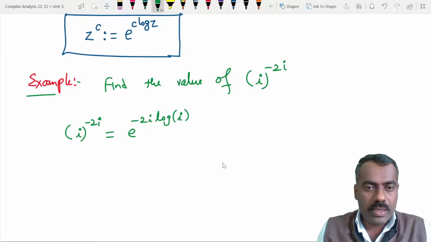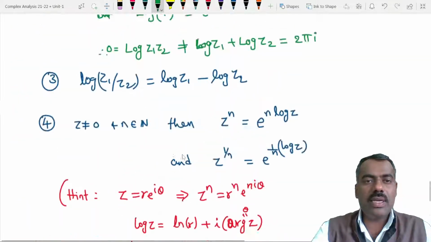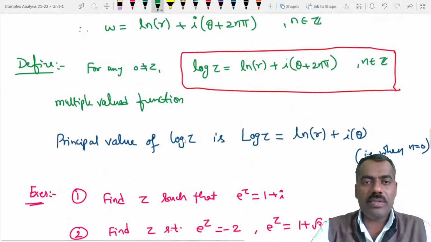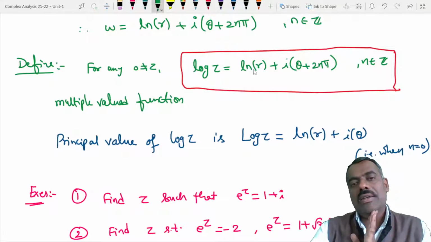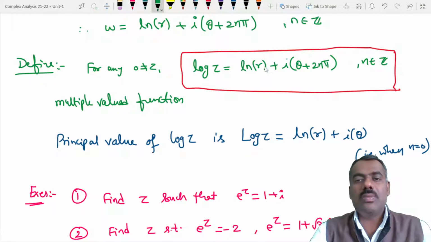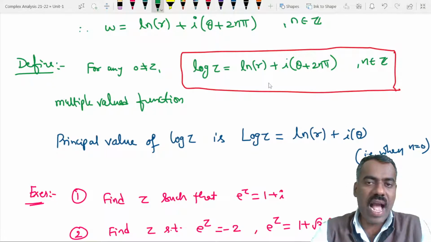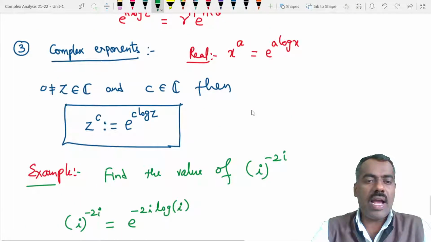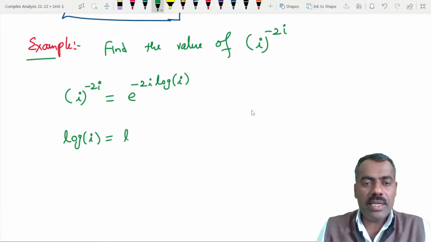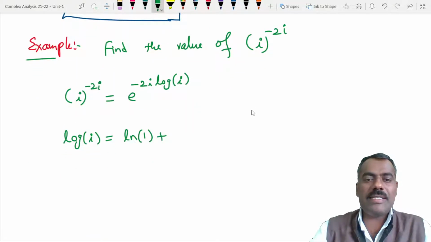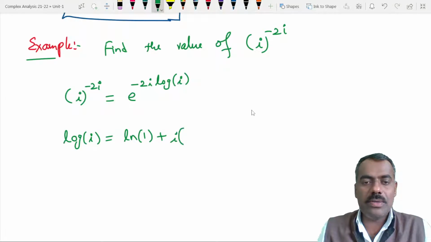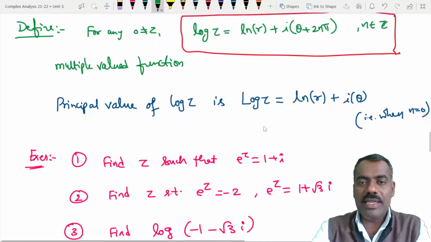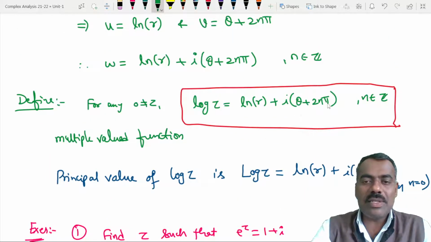But what is log i is nothing but, you observe here how we have defined the log function. This log function is natural logarithm of r, where r is the modulus of z. So here z is i, so natural logarithm of mod i, which is 1. So here you will get natural logarithm of 1 plus i times theta plus 2n pi, where theta is the principal value of z.